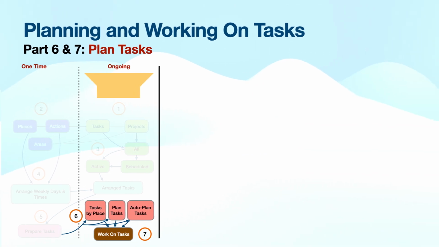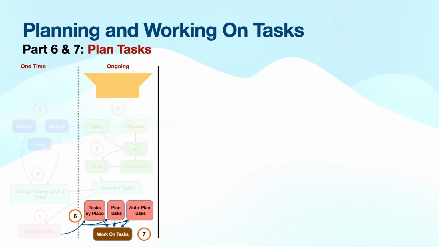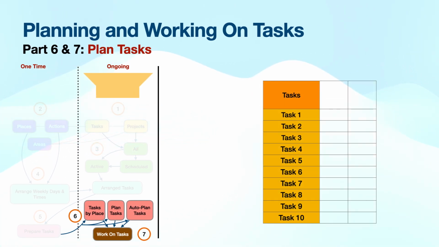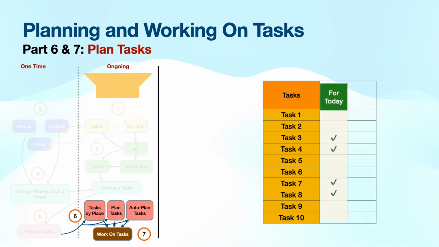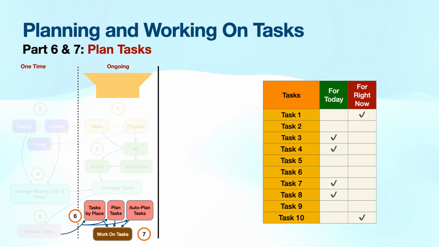You could also plan tasks individually. Let's say you have these 10 tasks. You might decide that you want to work on these 4 today and these 2 right now. Cruise would then hide the other 4 tasks until tomorrow.